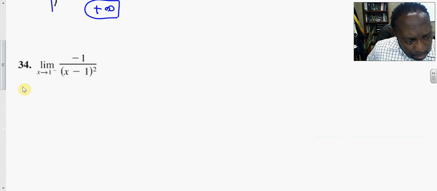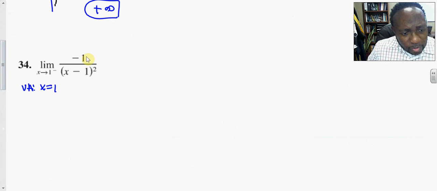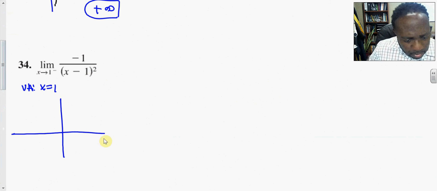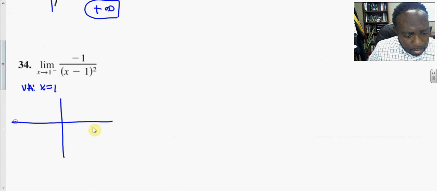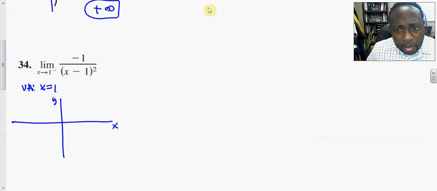Now, the vertical asymptote is x equal to 1. X minus 1 equal to 0, x equal to 1. This function is always negative because this is -1 divided by something positive, so it is always negative. So we find here x equal to 1.